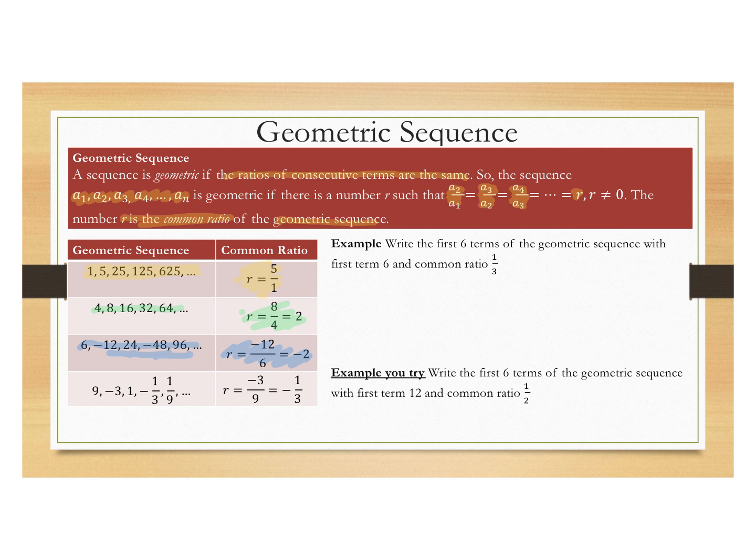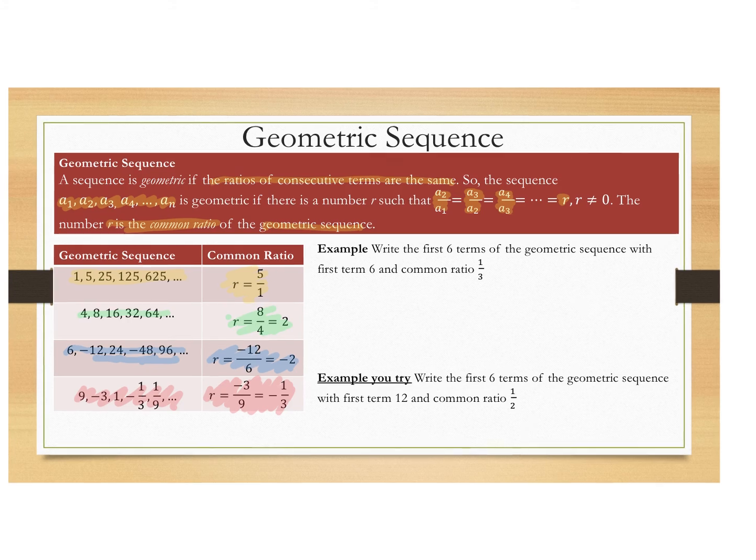And then if we look at the last one, we have 9, negative 3, 1, negative 1/3, and 1/9. Negative 3 over 9 is negative 1/3. 1 divided by negative 3 is negative 1/3. Negative 1/3 divided by 1 is negative 1/3. 1/9 divided by negative 1/3 is negative 1/3. Therefore, our ratio is negative 1/3. You might encounter examples where it says to determine if the sequence is geometric.